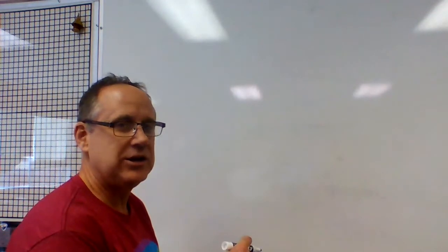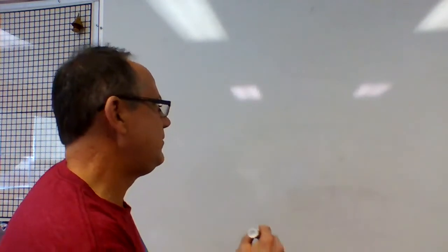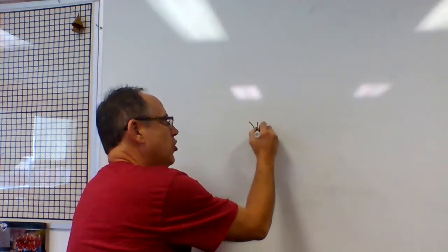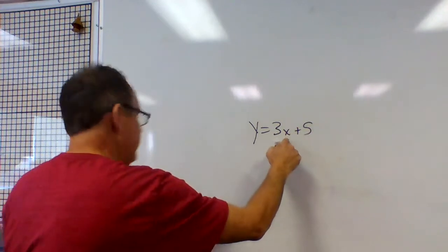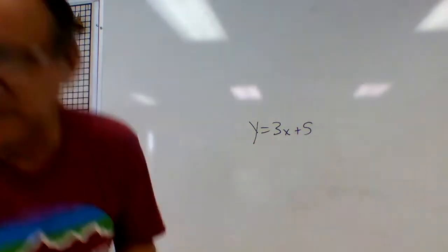A constant is a monomial that is a real number. The monomial 3x is an example of a linear expression. Remember when we did our linear expression, when we had our slope-intercept form, 3x plus 5. This is linear here.